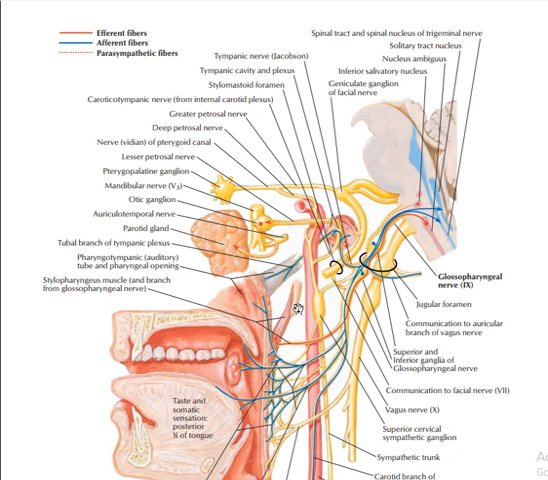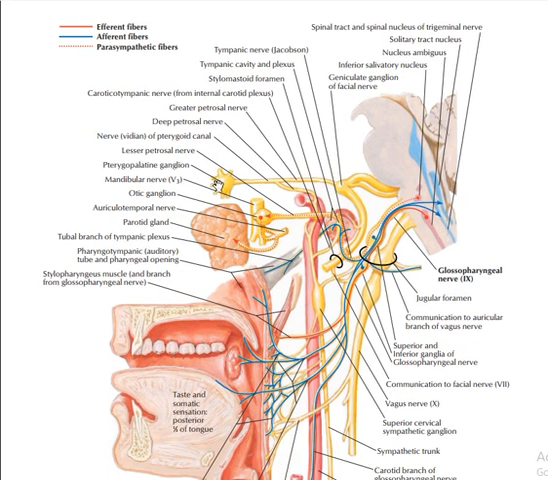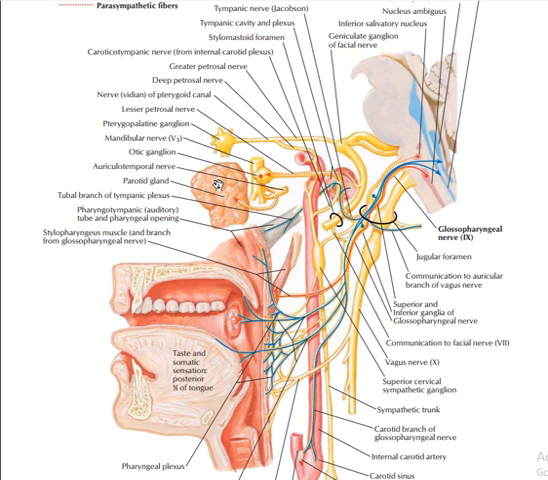Hello, in this tutorial we are going to see the glossopharyngeal nerve. The glossopharyngeal nerve is both sensory and motor in origin and also has some parasympathetic fibers.